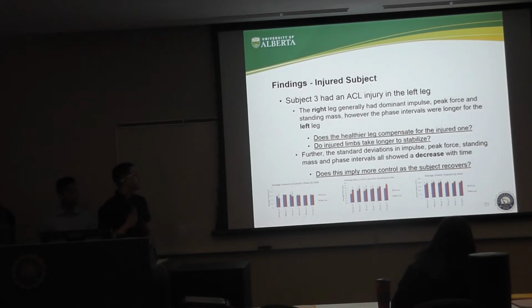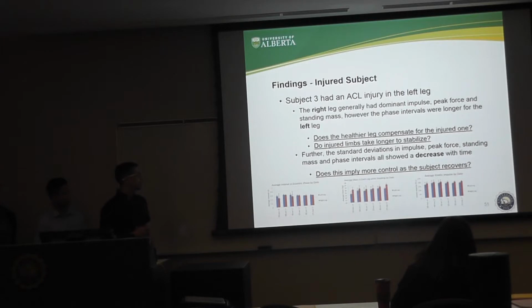One thing was that the right leg had a generally dominant impulse, peak force, and standing mass. However, the phase intervals were longer for the left leg. So 2 questions arise from this. Does the healthier leg compensate for the injured one, and does that create more dominance for the healthier one? And further, do the injured limbs take longer to stabilize, because the phase intervals were longer for the injured limb?